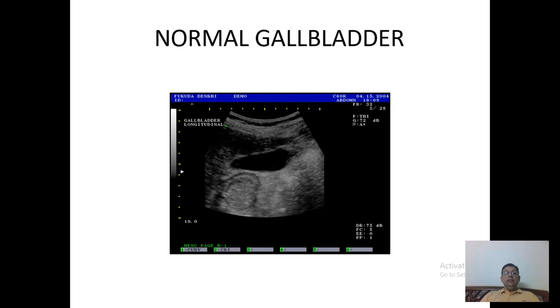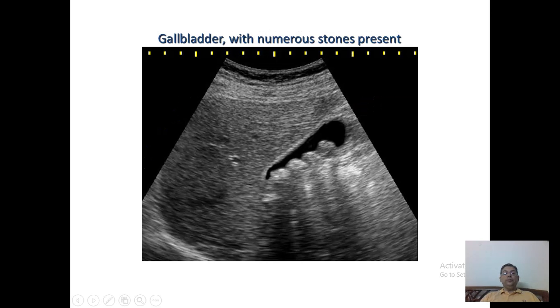नॉर्मल गॉल ब्लैडर ऐसा नज़र आता है. हमने अभी बात की थी कि नॉर्मल गॉल ब्लैडर का साइज़ 7 to 9 सेंटीमीटर होती है लेंथ, उसकी विड्थ 3 to 4 सेंटीमीटर होती है, और वॉल की थिकनेस जो है 2 से 3 मिलीमीटर या उससे कम होती है. And you can see it is filled with fluid, and that is why it is anechoic, and there is no other structure visible inside the lumen.